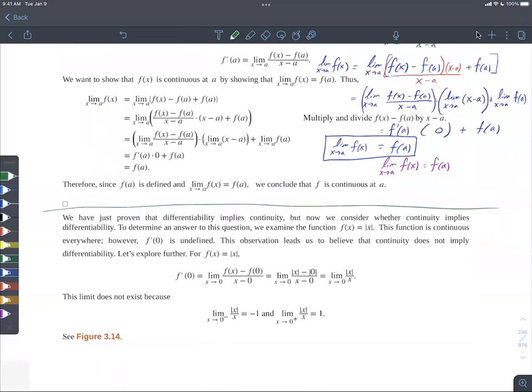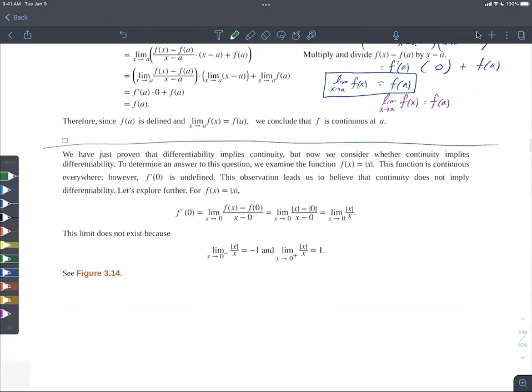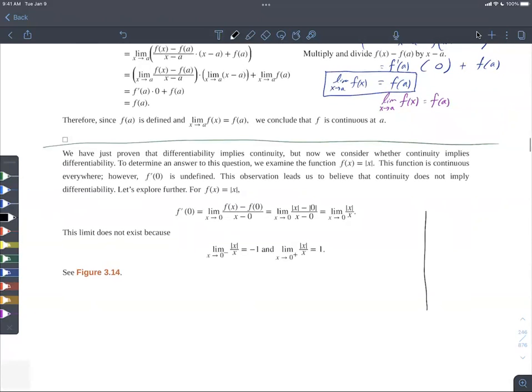So if a function is differentiable, then it is continuous wherever it's differentiable. We have just proven that differentiability implies continuity. But now we consider whether continuity implies differentiability. To determine an answer to this question, we examine the function f of x equals the absolute value of x. This function is continuous, and you know what this looks like. There isn't a graph right here. They might have it on the next page, but let's just quickly sketch it.